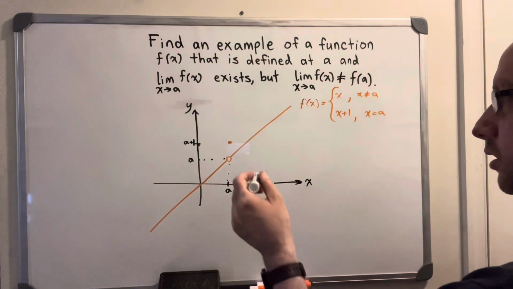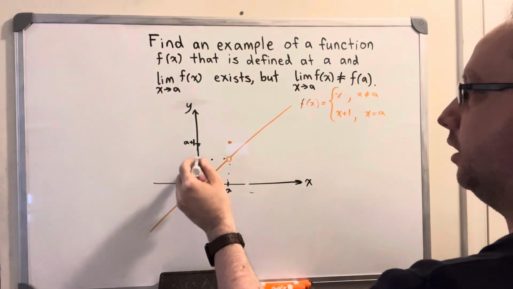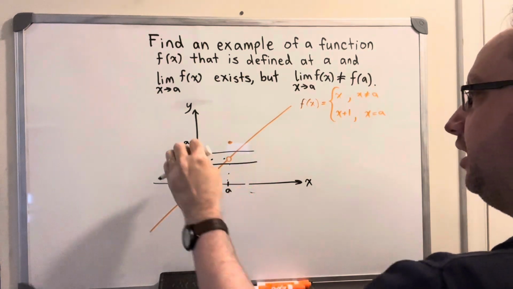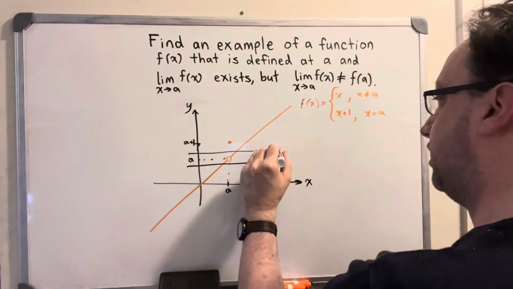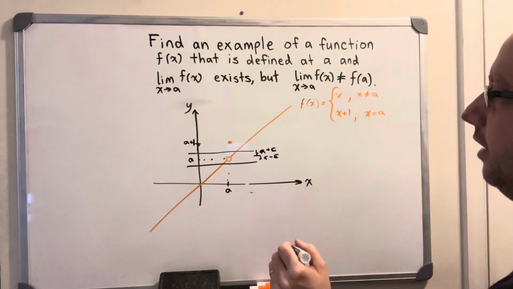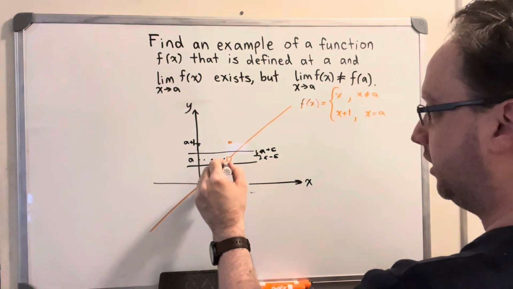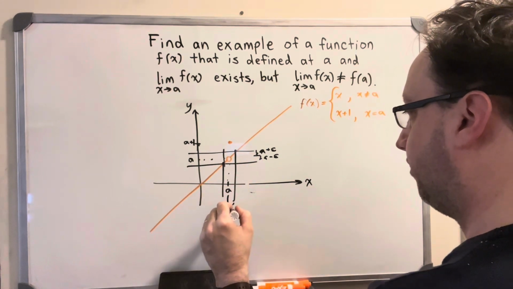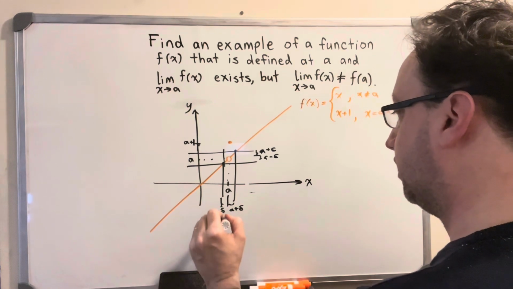With the limit, you're supposed to be able to come up with an epsilon as small as you want, or as close to the value of the function as you want. We'll call this a plus epsilon right here, and this is a minus epsilon. And with that value of epsilon, you're saying there exists a delta such that this is a plus delta, and this value is a minus delta.